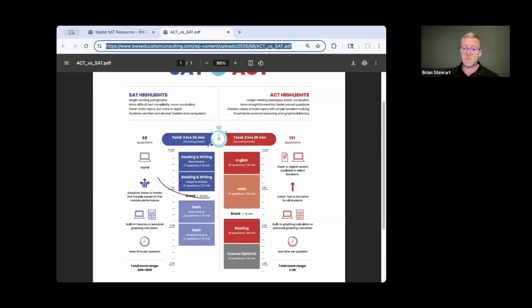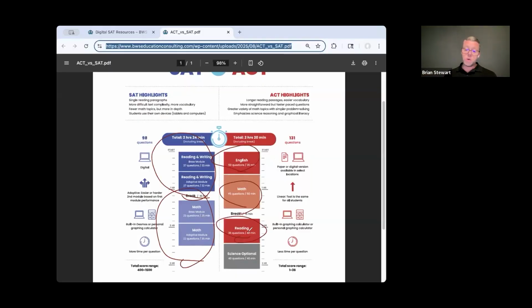Now, just to preview something else here, you might notice the way that these are broken down. The SAT has reading and writing for half of its score. It is math for the other half. ACT, a third's English, a third's math, a third's reading. So something to consider when you're thinking about SAT versus ACT.